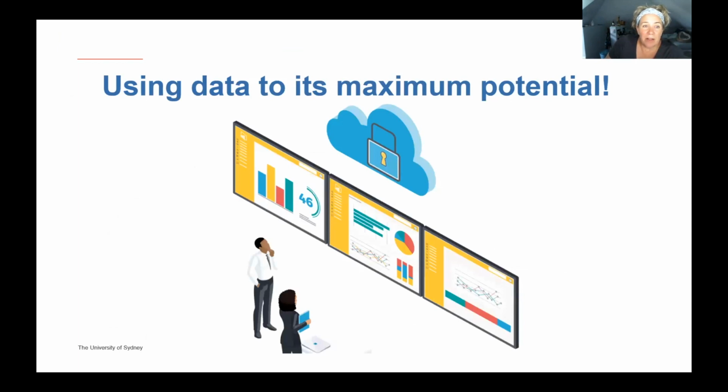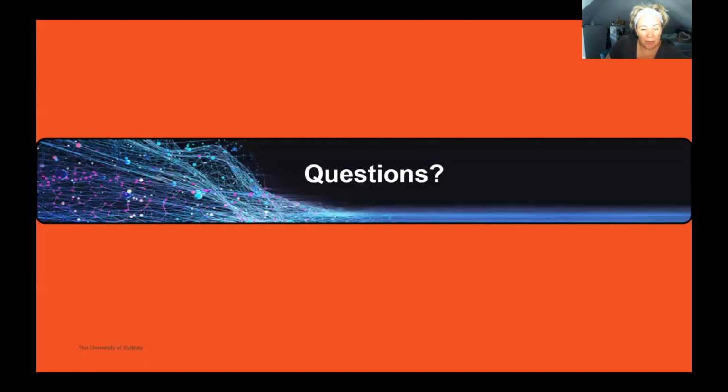So really, this is all about using data to its maximal potential and allowing things to be done that you haven't thought of, or didn't know about, or couldn't be done when the data was being collected, for whatever cause that might be. And I hope that's been helpful. And I just ask for any questions.